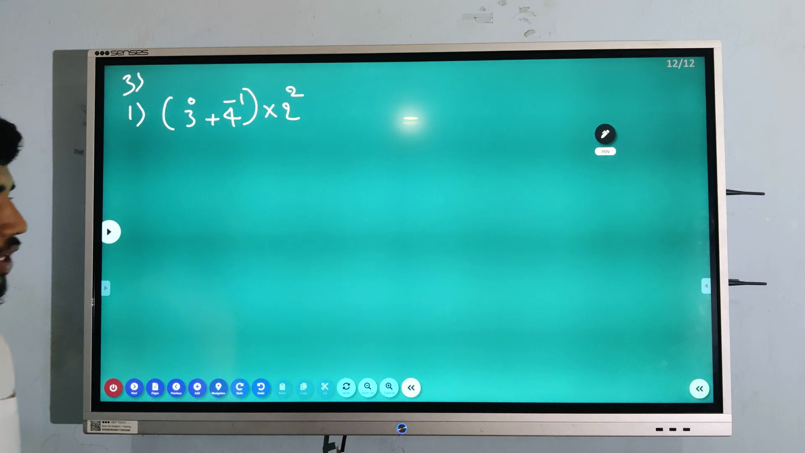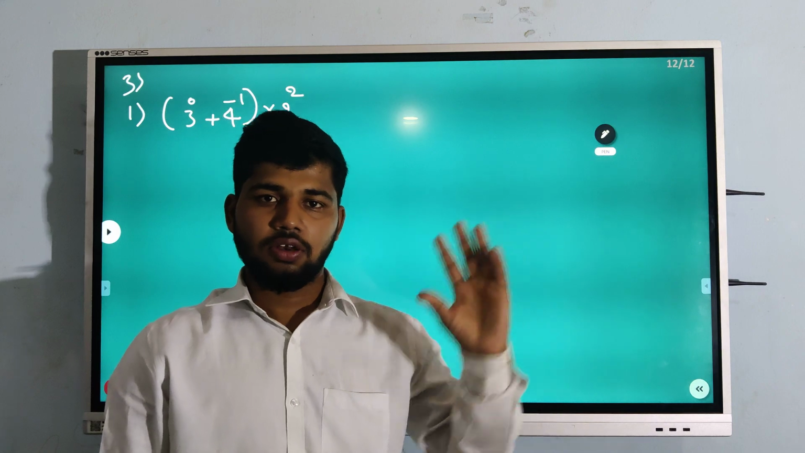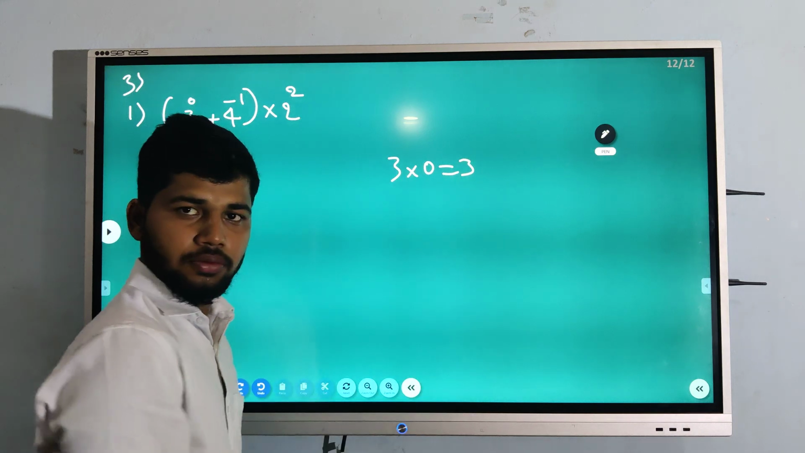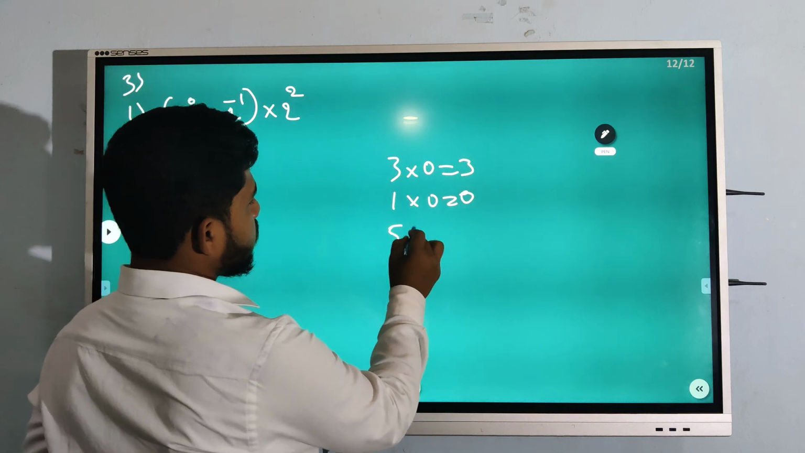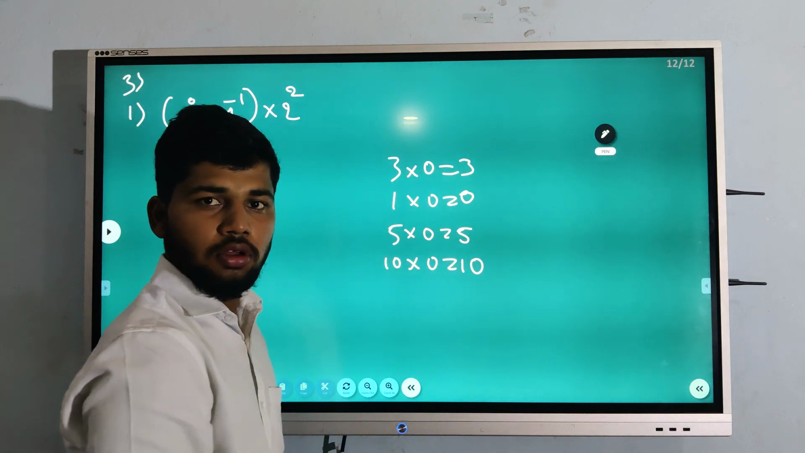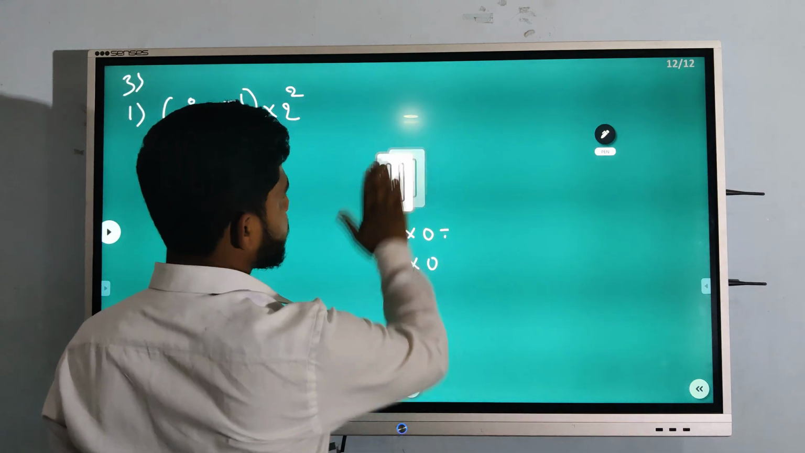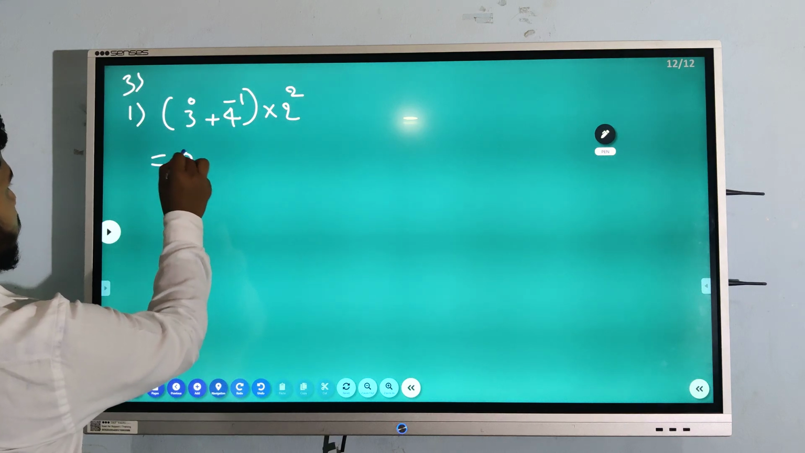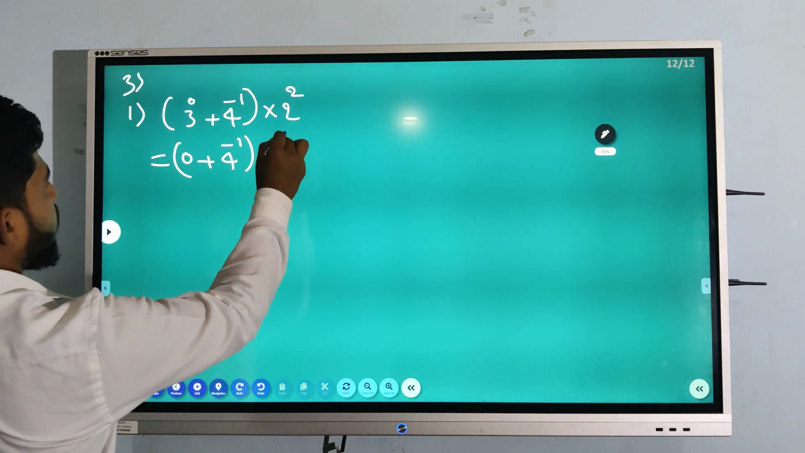Now here, if any number is multiplied by 0, that number is 0. Look here: 3 into 0, the answer is 0. 1 into 0, the answer is 0. 5 into 0, the answer is 0. 10 into 0, the answer is 0. If any number is multiplied by 0, the answer is 0. You have to keep it in mind. Now 3 power 0 plus 4 power minus 1 into 2 power 2.